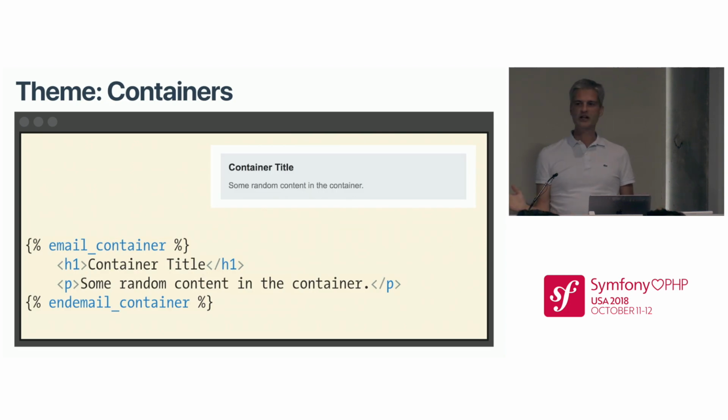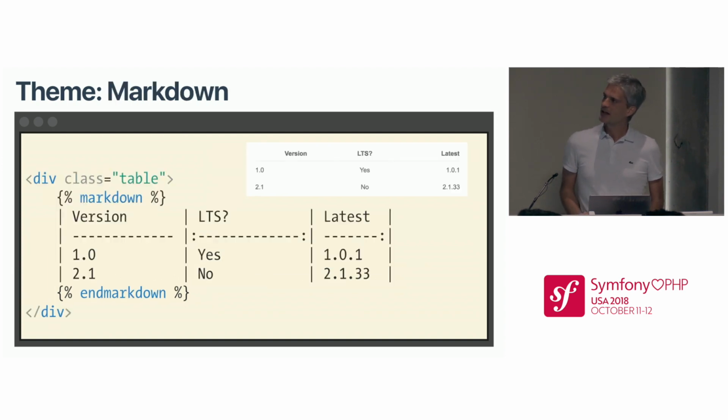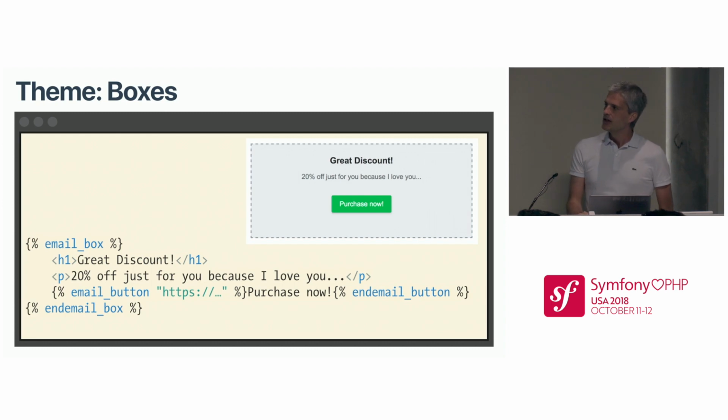And we have some abstraction, so we have a container, for instance, just a box in gray. It's really extracted from Postmark, nothing I invented here. You can use Markdown, and that's very nice if you want to embed a table, for instance, like this. And we have boxes. Okay. So that's a bunch of abstraction on top of the Postmark templates that really make it easy to have nice emails without doing anything. Right? It just works out of the box.